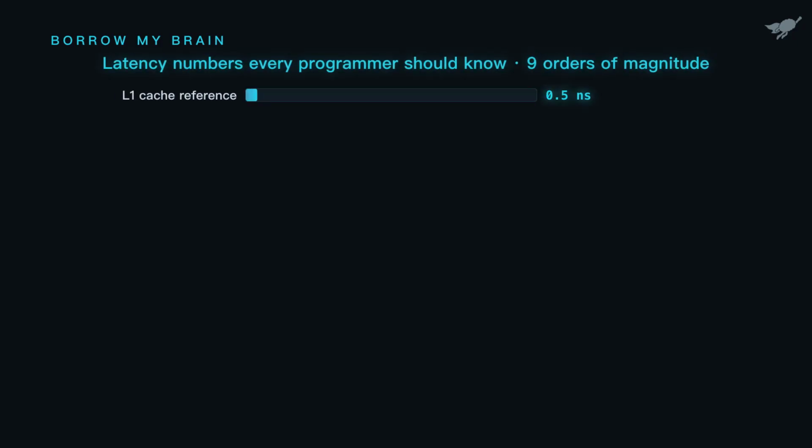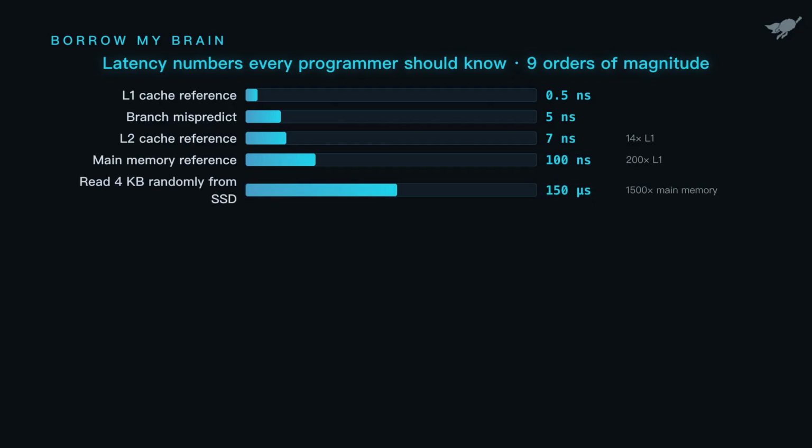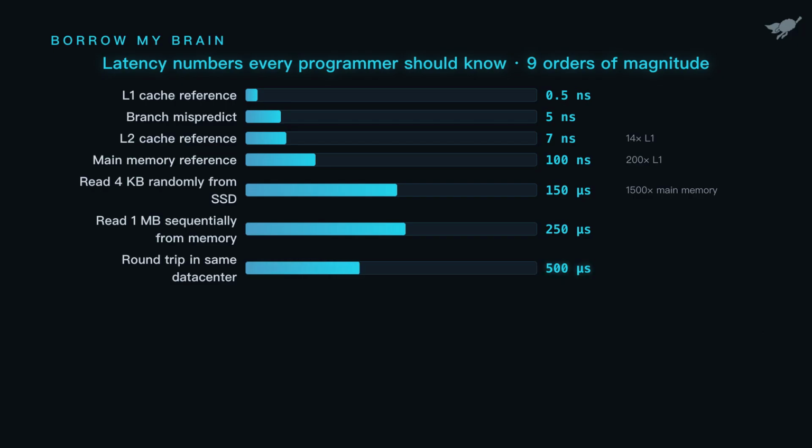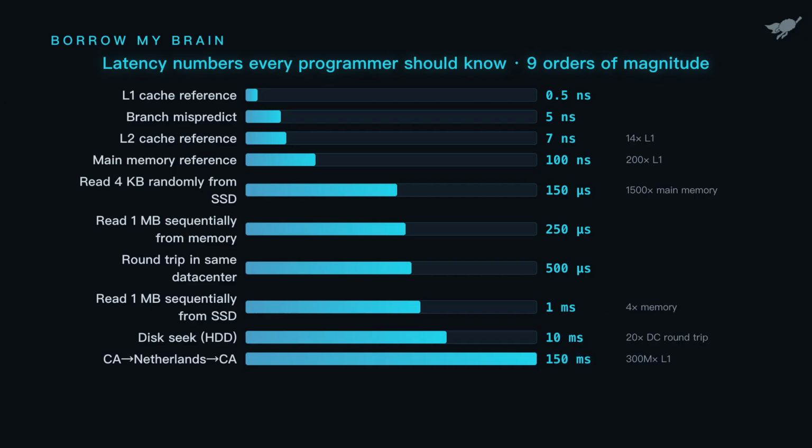First, the table. It has a big famous name, latency numbers every programmer should know, and it started as something Jeff Dean used in internal talks at Google. Read it top to bottom. 1 L1 cache reference, 0.5 nanoseconds. 1 L2 cache reference, 7 nanoseconds. 1 main memory reference, 100 nanoseconds.